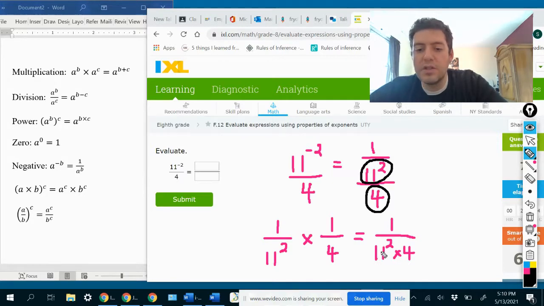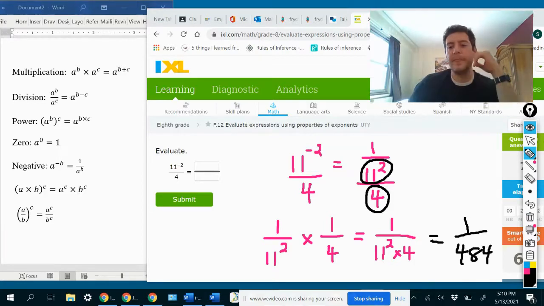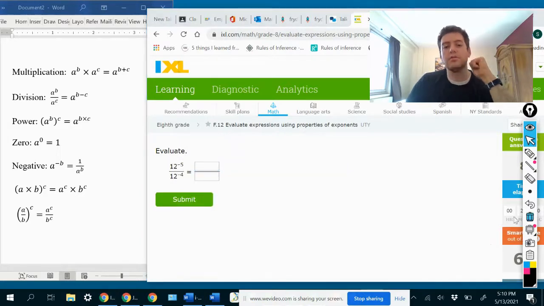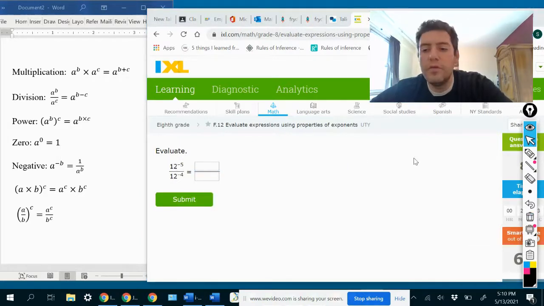Okay, so now let's just do this. So we have 11 to the second power means 11 times 11, all right? 11 multiplied with itself, okay, which is 121, times 4 would be 484. So we're going to get 1 over 484. Okay, so we'll put a 1 here and a 484 over here.